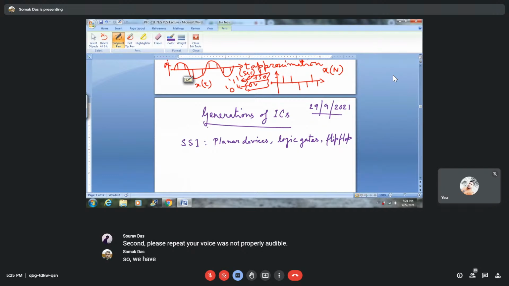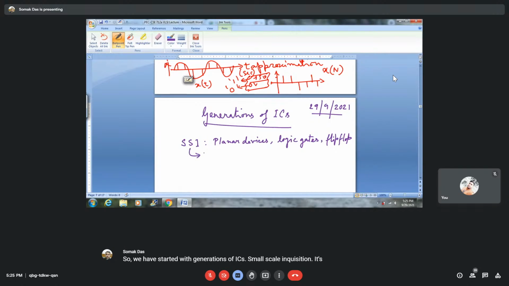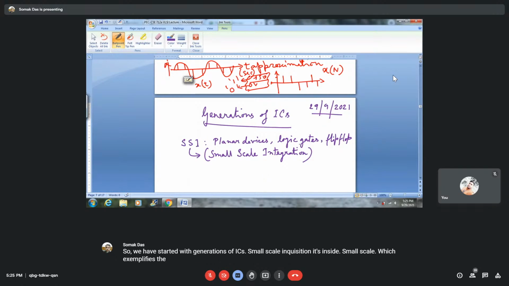So we have started with generations of IC. Small scale integration. SSI speaks of small scale integration, which exemplifies the planar devices, logic gates, flip-flops, etc., which typically comprise around 10 to 20 transistors.